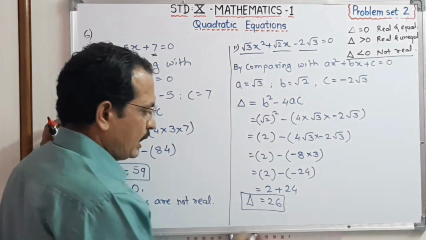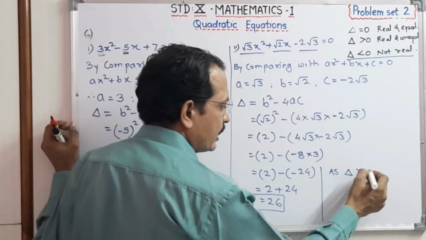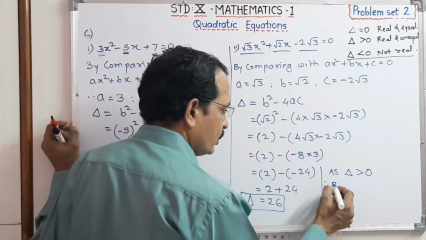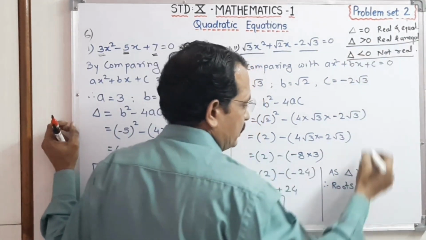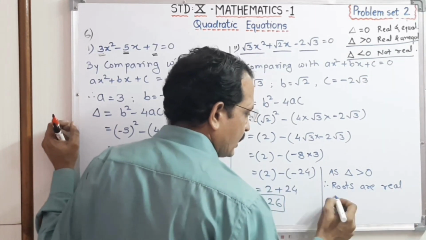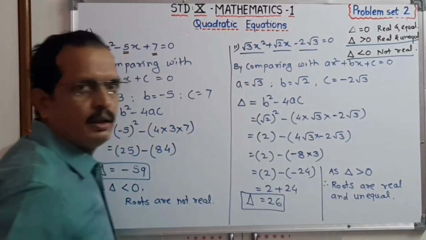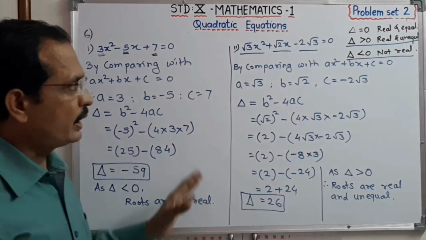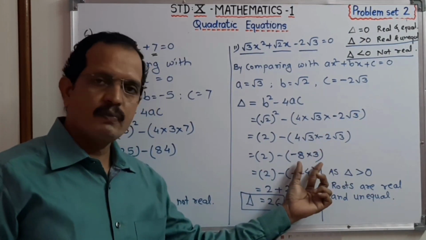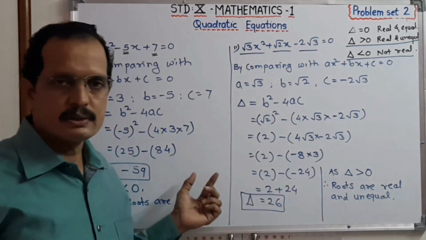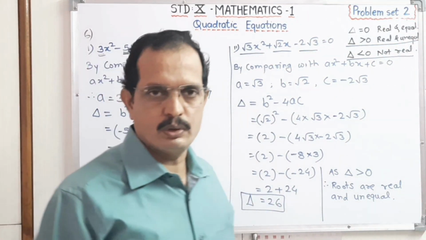Now delta is 26, that means as delta is greater than 0, therefore roots are real and unequal. Yes, students, I think everyone understood this. Simplification is important here. Everyone go through this, and the remaining third question, solve it in your notebook.